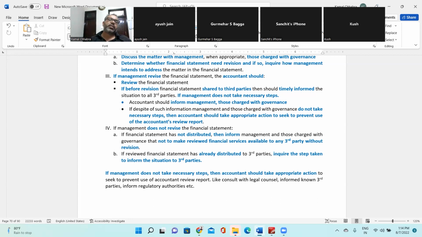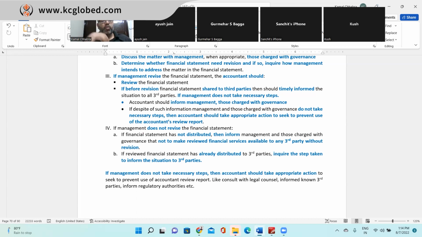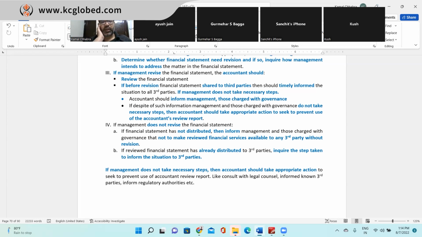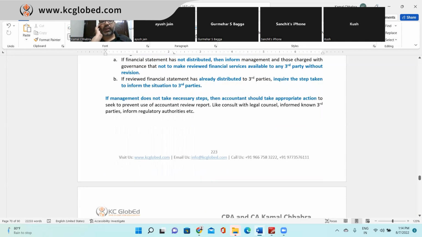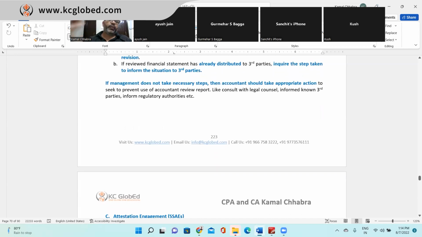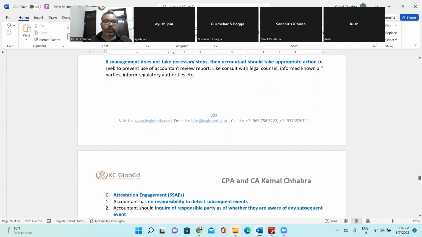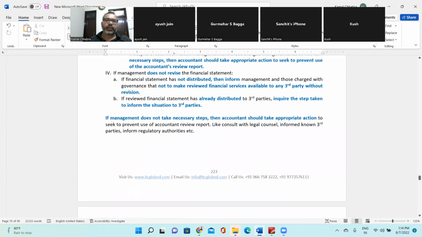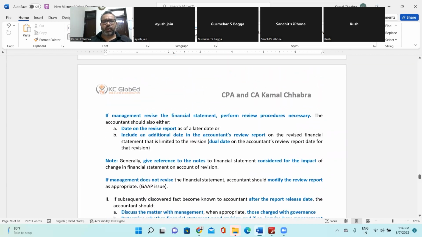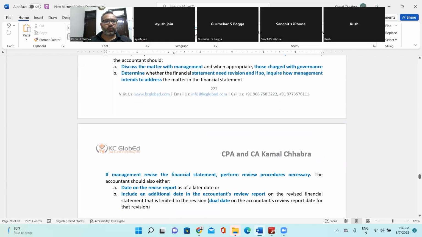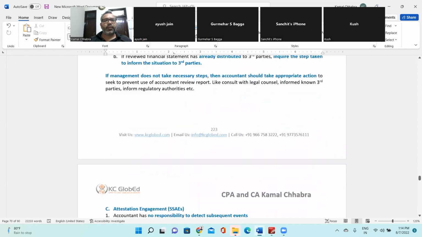If the reviewed statements have already been distributed, right, then inquire about the steps taken by the management to inform all those third parties of the revision requirement. If management does not take the necessary steps, then the accountant should take appropriate action to seek to prevent use of the accountant's report, like consult with legal counsel, inform third parties, inform the regulatory authority, and so on and so forth, right? So similar to audit, right? These are the things you need to do for the review engagement.